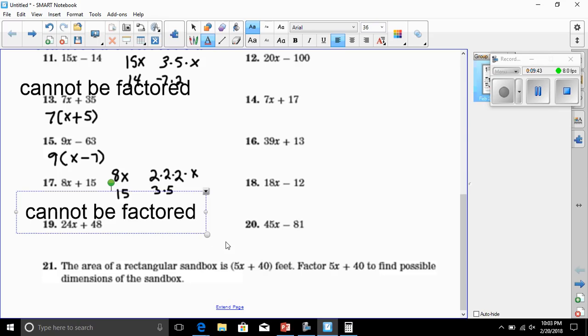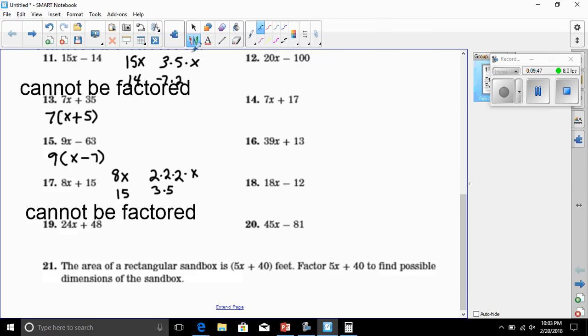All right, number 19, we got 24x plus 48. And once again, I can see that 24 will go into 48 nicely because 24 times 2 is 48. So since there's no x here, I can put 24 in front as my greatest common factor. 24 times what will give me 24x? Well, 24 times x. And 24 times what will give me 48? Well, that's 2. So we got 24 times x plus 2.